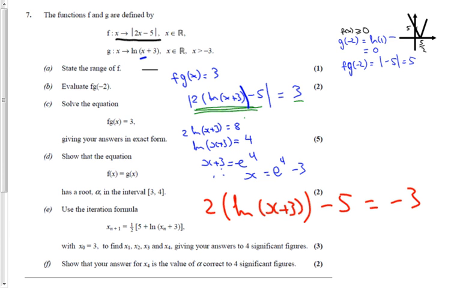Rearranging that, I get the natural log of x plus 3 is equal to 1, and therefore x is equal to e to the power of 1 minus 3. So x is equal to e minus 3. So I did that quite quickly.